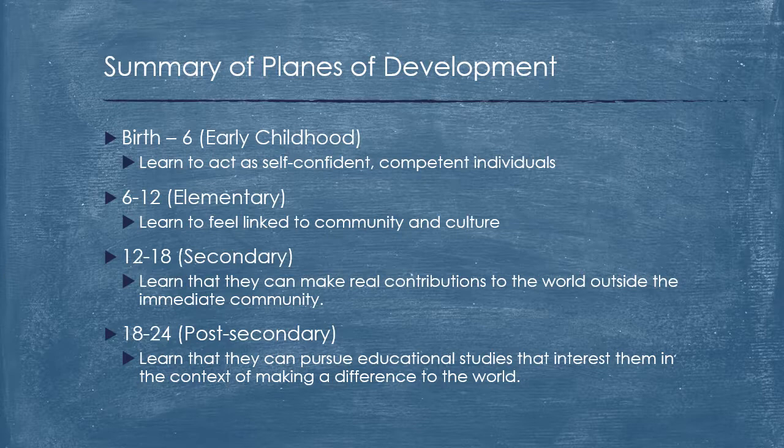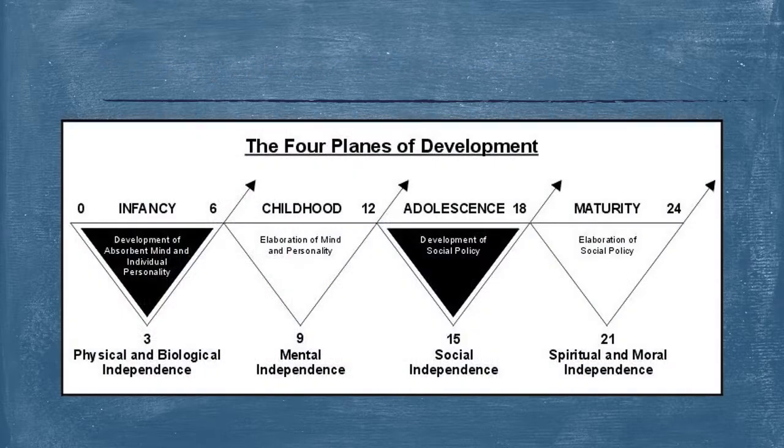So, summary of the planes of development: birth through 6 is early childhood, and then we have 6 through 12 elementary, 12 through 18 secondary, and 18 through 24 post-secondary. And this is her nifty little chart that she outlined for what these look like. They're kind of upside down triangles, but it's kind of a wave. So you have the infancy, early childhood, the 0 through 6, and you can see at age 3 is where it peaks. And so a 3-year-old can be an interesting character, 2.5 to 3.5.